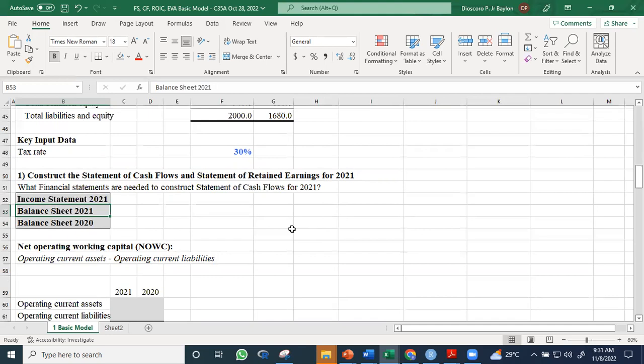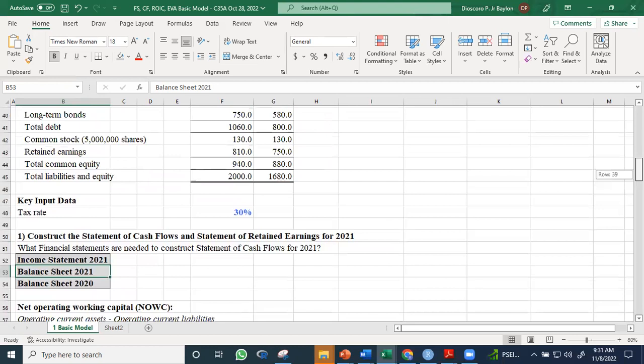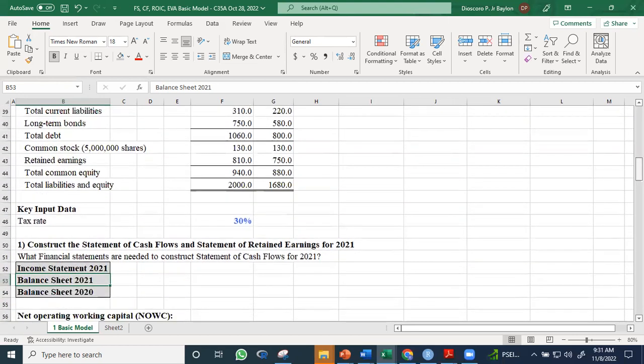All right. So do we have this? Do we have these three financial statements? Kindly chat, please, if these financial statements are available for this company. Kindly chat, please, if we can construct the statement of cash flows based on this information. Do we have the income statement for 2021? Do we have the balance sheet for 2021? And do we have the balance sheet for 2020?